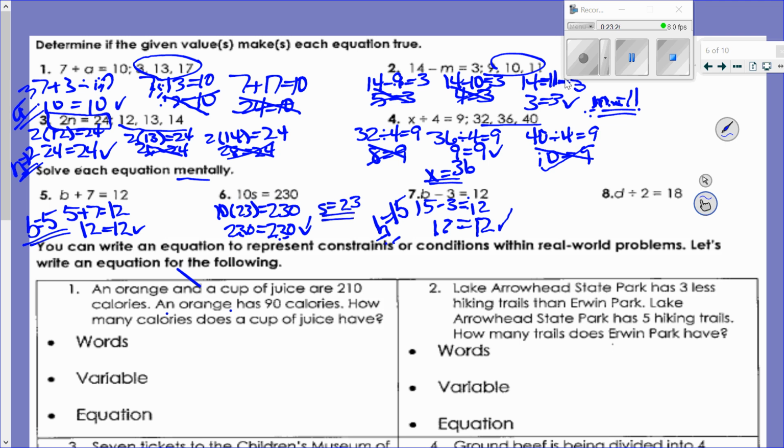So I'm trying to underline my answer. It's just not working so well. What about our last one? D divided by 2? 36? Oh. So 36 divided by 2 equals 18. 18 equals 18. Check. So I know my solution is D equals 36.